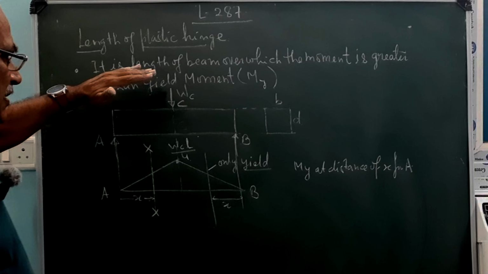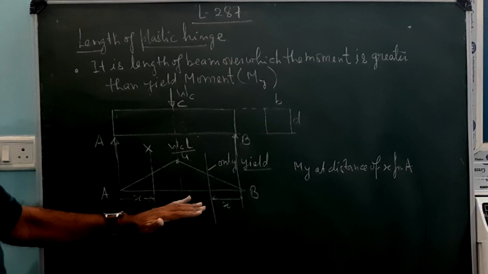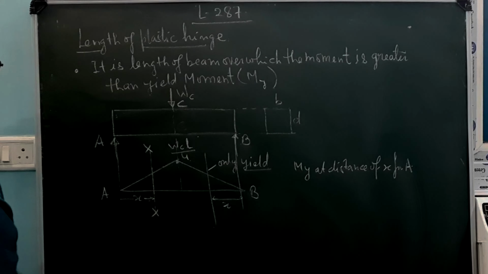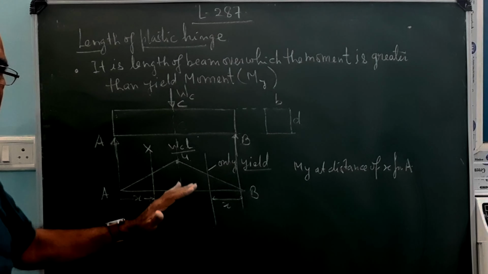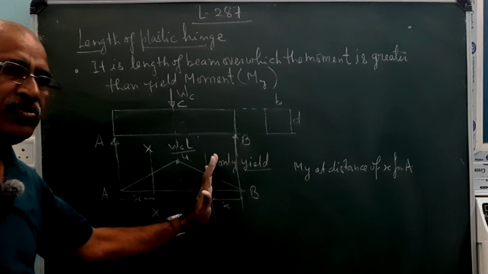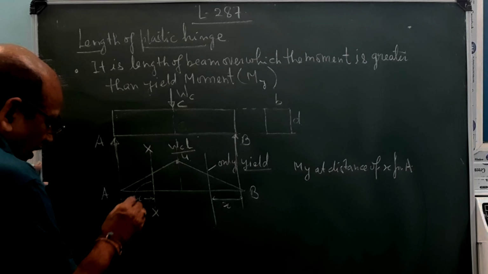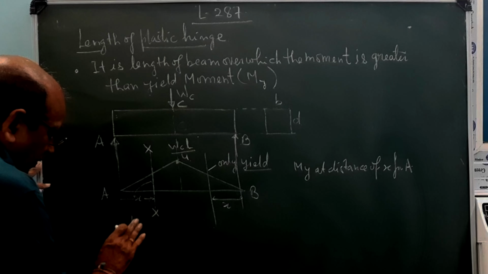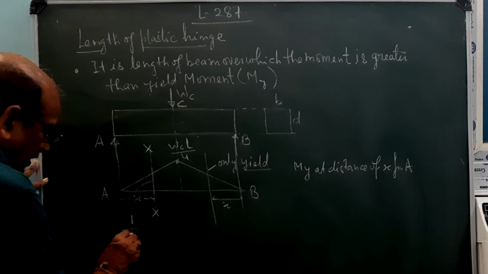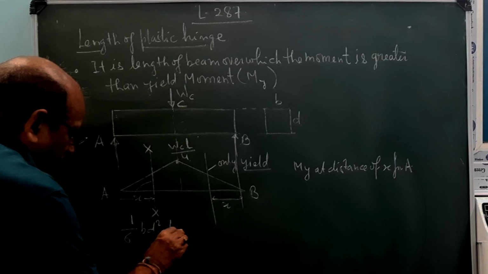How much is the length of the plastic hinge, where the moment is beyond the yield stress. That is, this is in a mechanism, in a deformation which is beyond the yield stress. So what will be the moment over here? This will be 1 by 6 BD square into Fy.